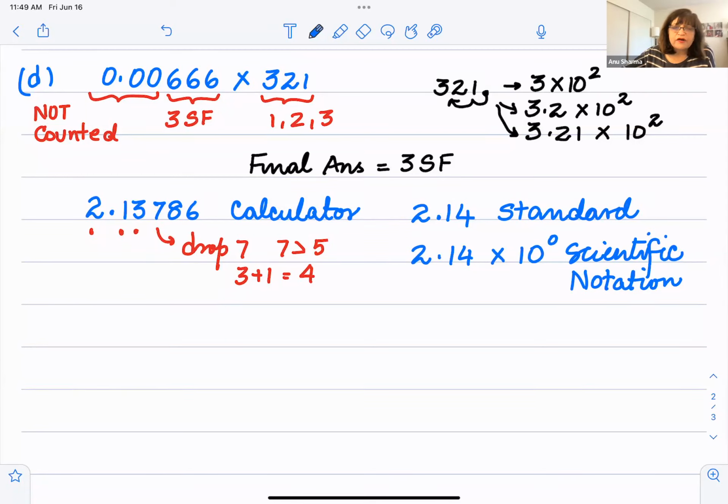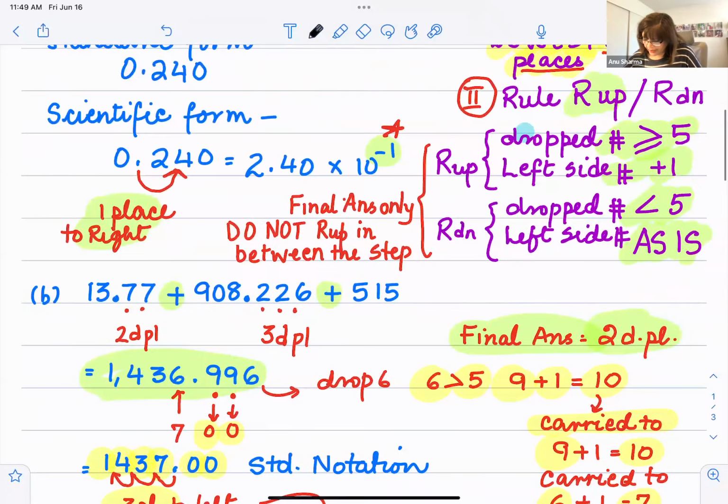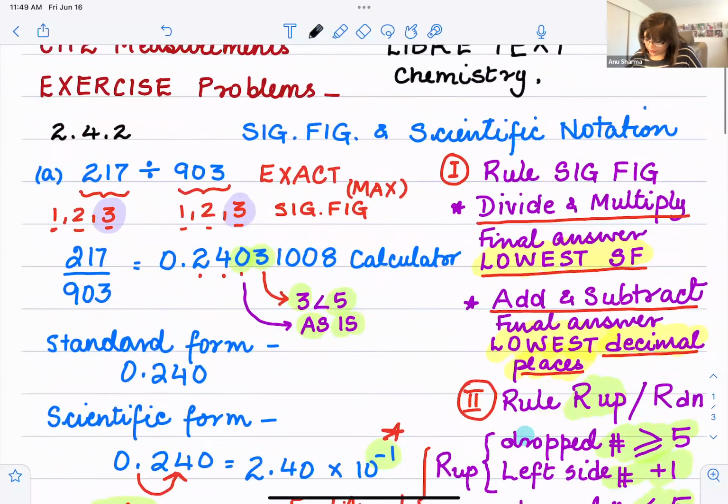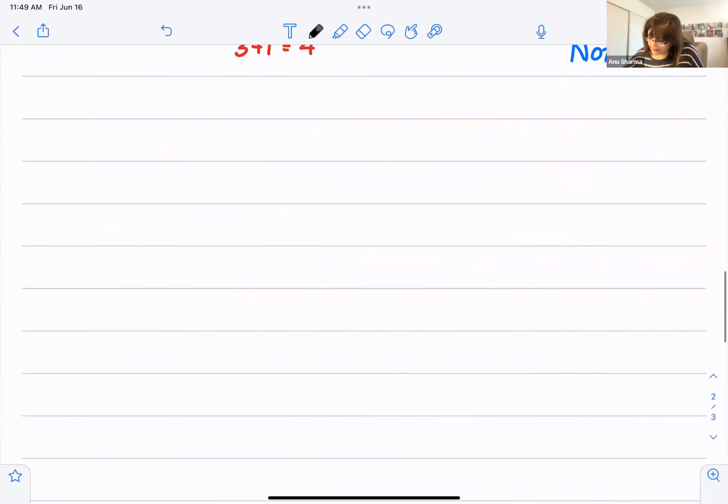Any questions so far? Okay, now I have this question coming from, I think it was Chevron, and this is a question you asked me. This is 2.4.3. Complete the calculations and report your answers using the correct number of significant figures.